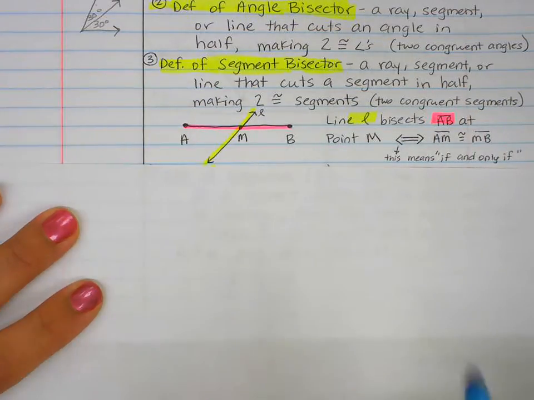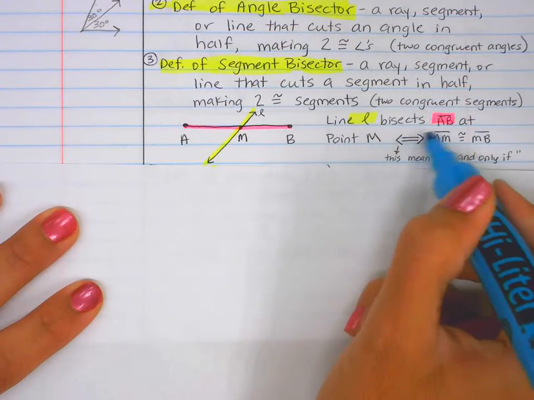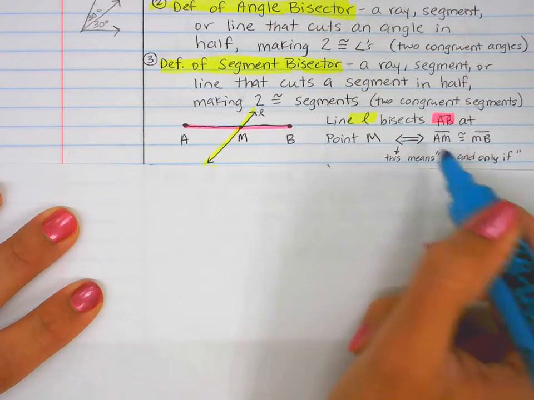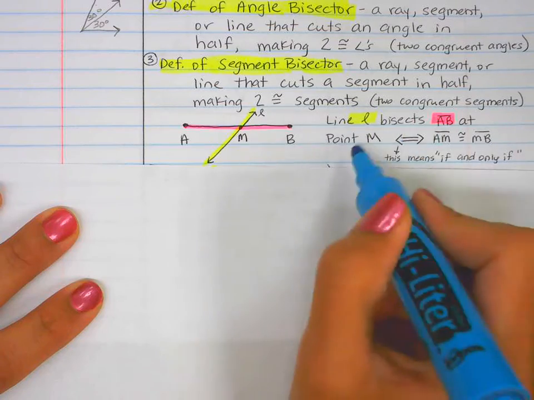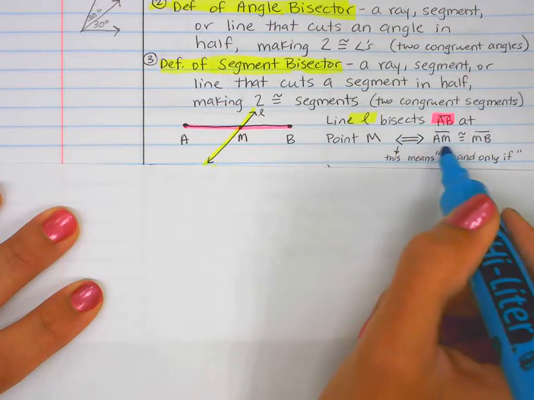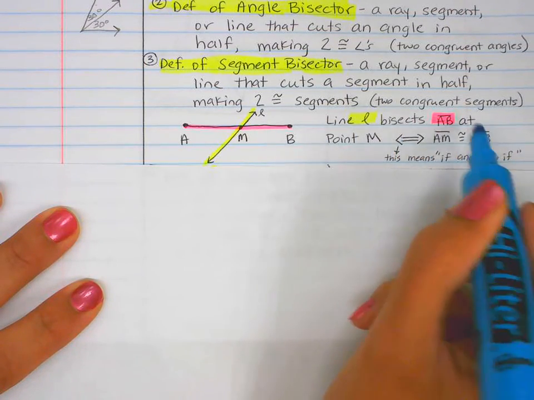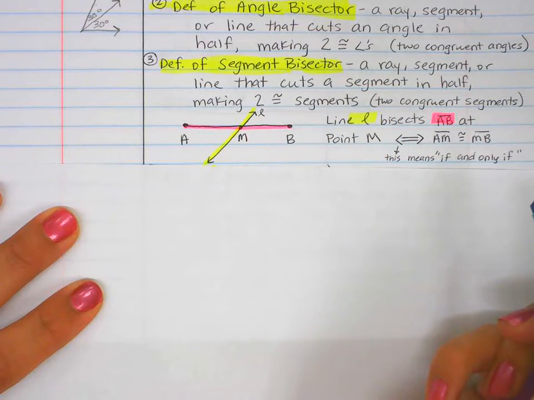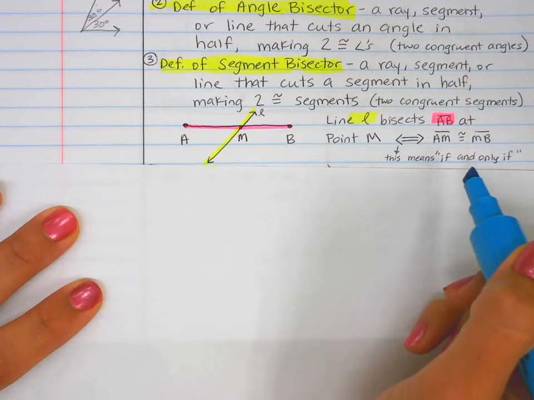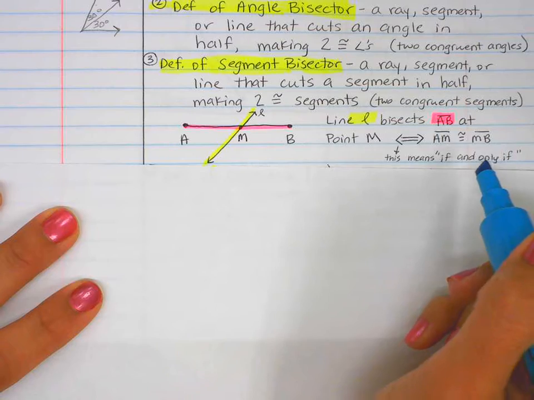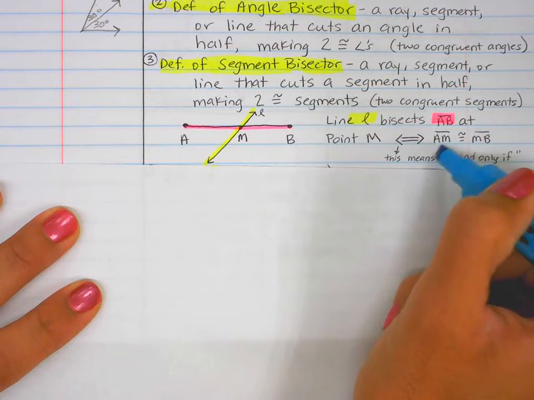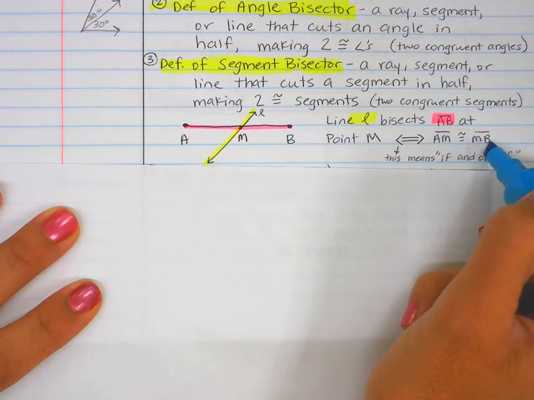So anyways, this symbol means if and only if. If and only if means that this goes both ways. You could read it forwards, or you could start with this end information and then say if and only if, and then that part. This is something we'll talk about more. It's called the biconditional. So anyways, segment AM is congruent to segment MB.